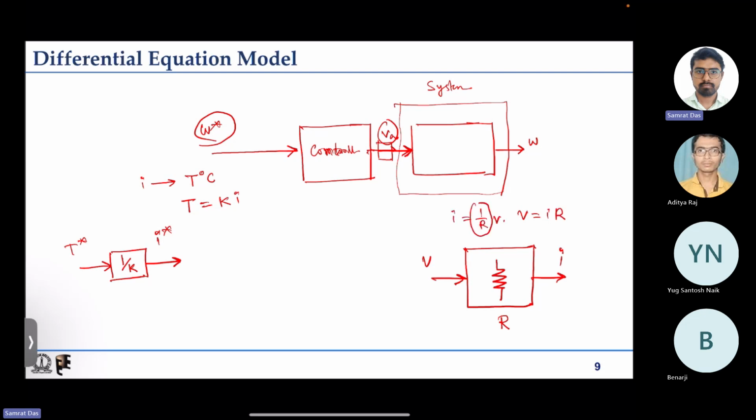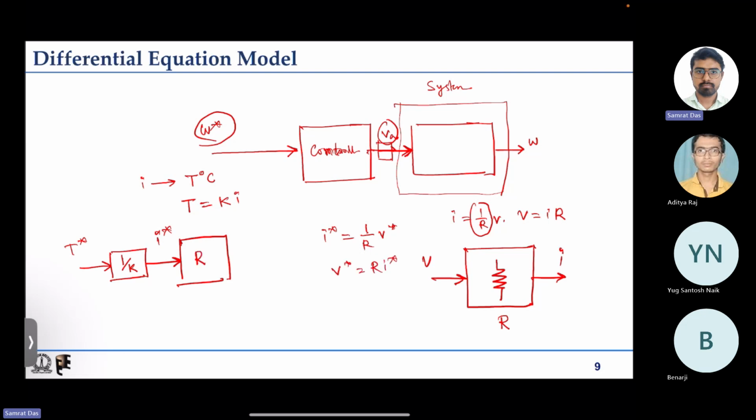This is the parameter of the system. This is a static system. This is the one parameter. This parameter is a, if you know it, you know the mathematical model of the system. If you know this 1 by R, or the R value, then the controller will do this. If you know I star, I star will be 1 by R into V star. So V star equal to R into I star.